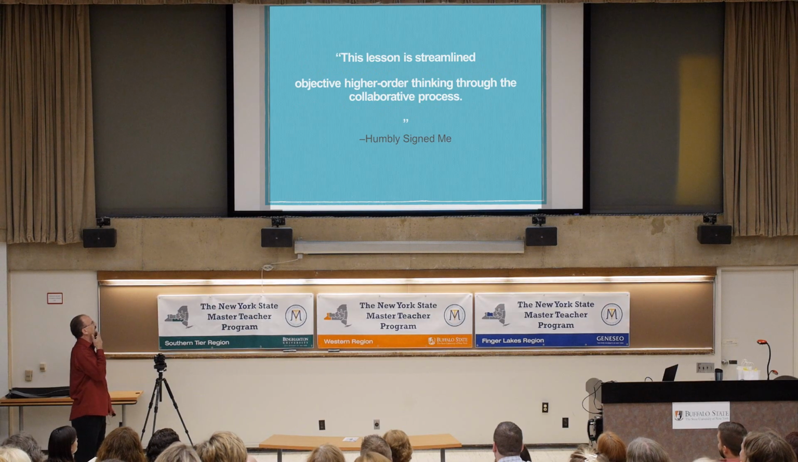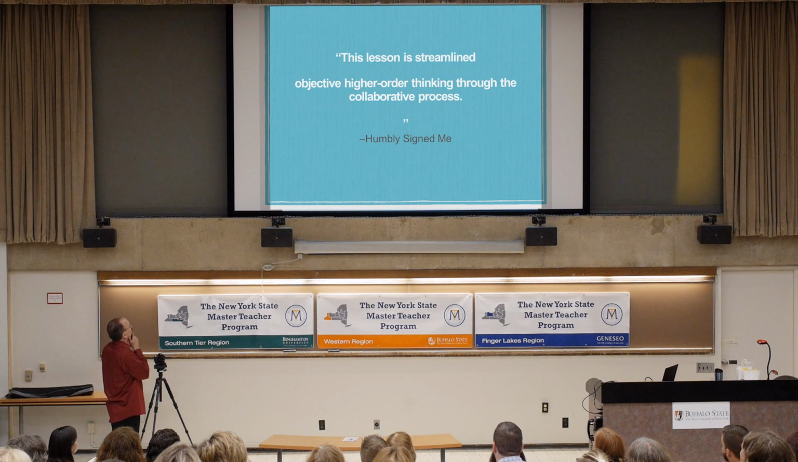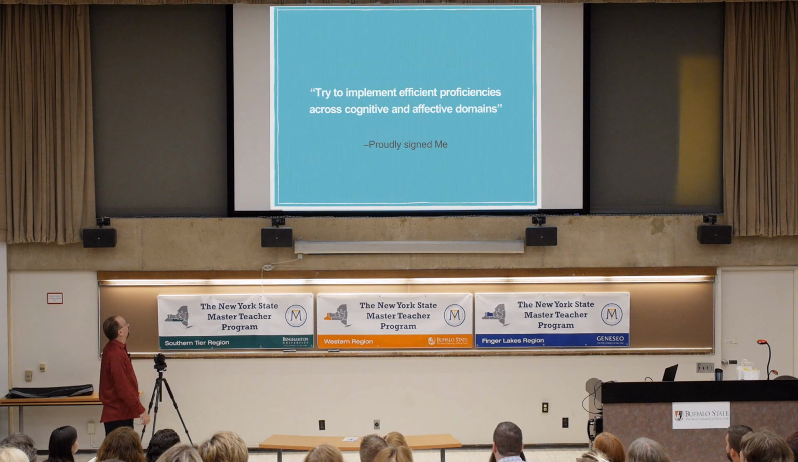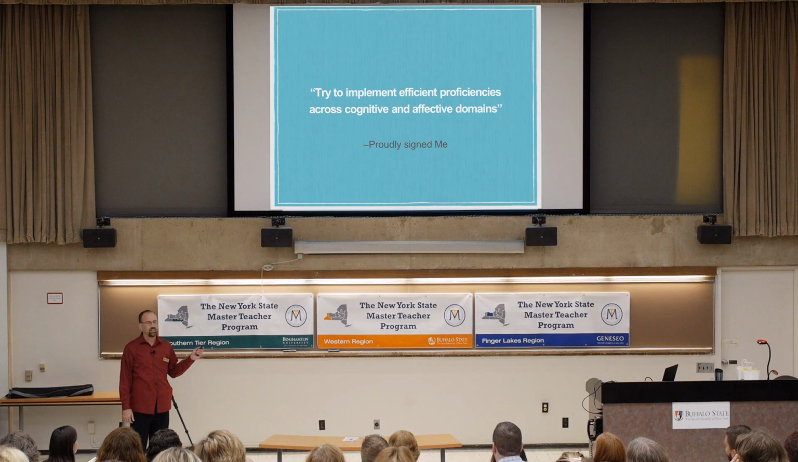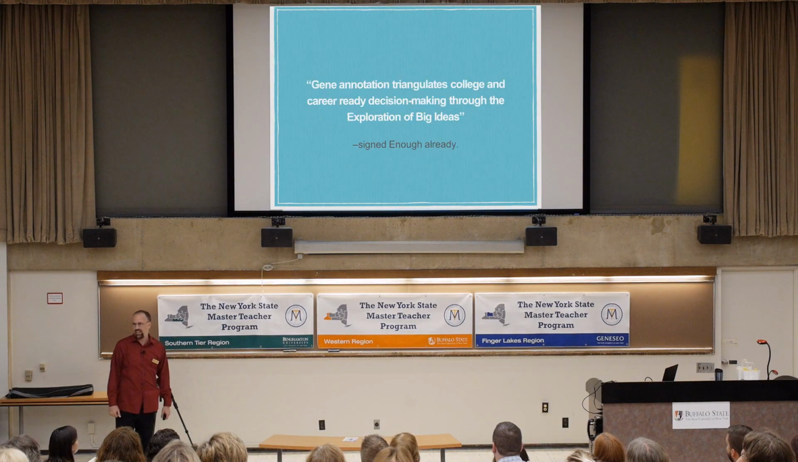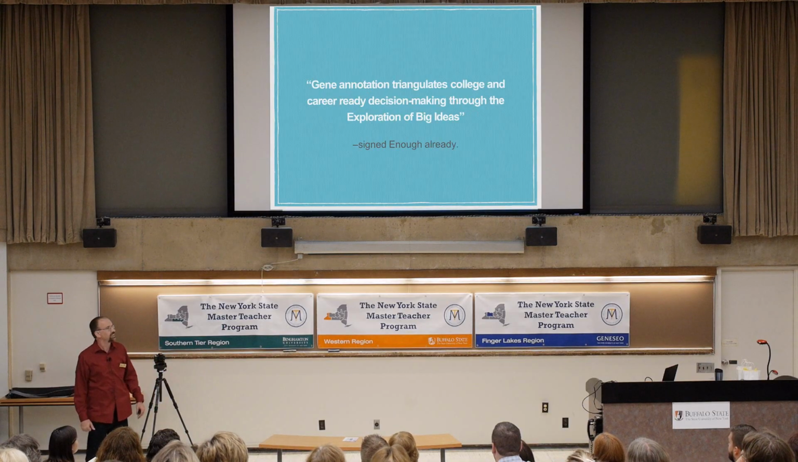No, I hit it again. "This lesson is streamlined objective order, higher order to think through the class." No, that doesn't sound right either. "Try to implement efficient proficiencies across cognitive and affective domains." No. How about I do this one, I just put gene annotation in it. "Gene annotation triangulates college and career-ready decision-making through the exploration of big ideas."